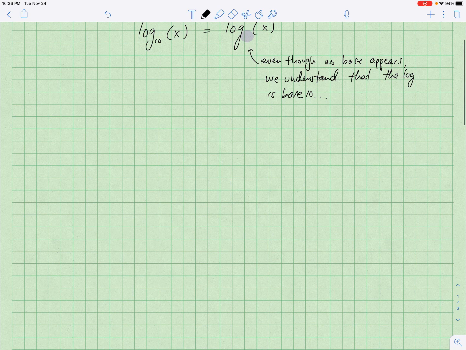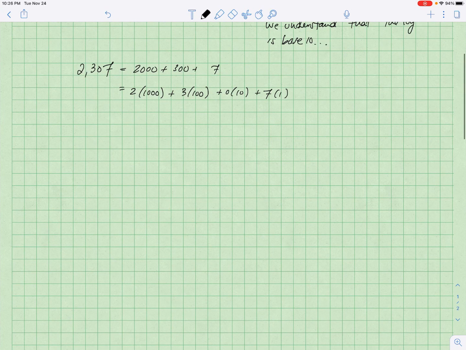That is to say, when you write down a number like 2,307, what you mean is 2,000 plus 300 plus 7, which is 2 thousands plus 3 hundreds plus 0 tens plus 7 ones, which can be written as 2 10 to the third powers plus 3 10 to the second powers plus no 10 to the first powers plus 7 10 to the 0 powers. Now, we're not going to get into too much detail here with that, but this is a number that is base 10. The numbers that you're used to writing are base 10.